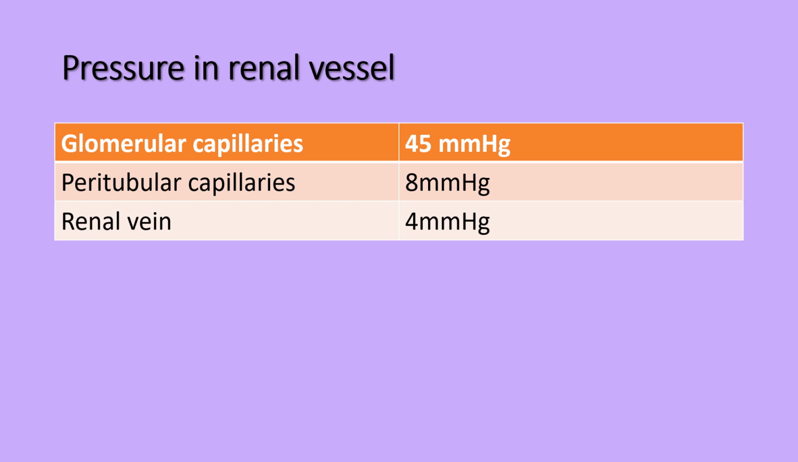Pressure in the glomerular capillary is very high, 45 millimeter mercury. In the peritubular capillary it is 8 millimeter mercury. In the renal vein it is only 4 millimeter mercury. This is important for glomerular filtration and renal blood flow.